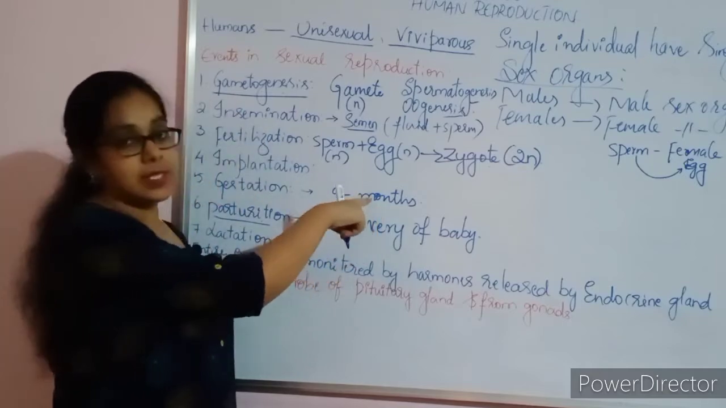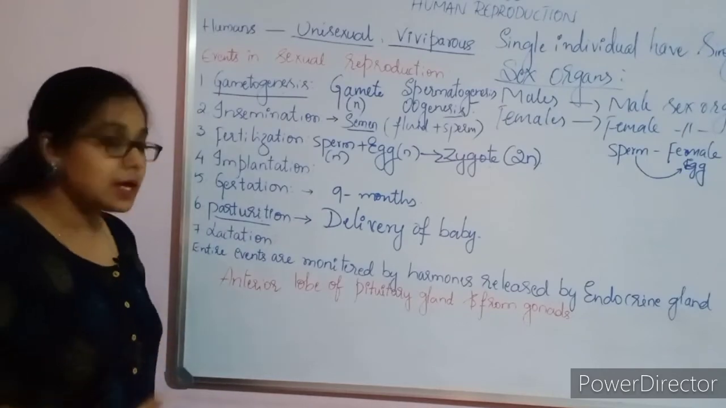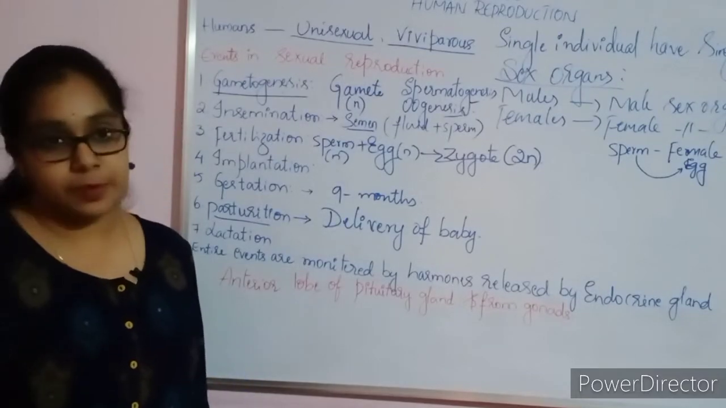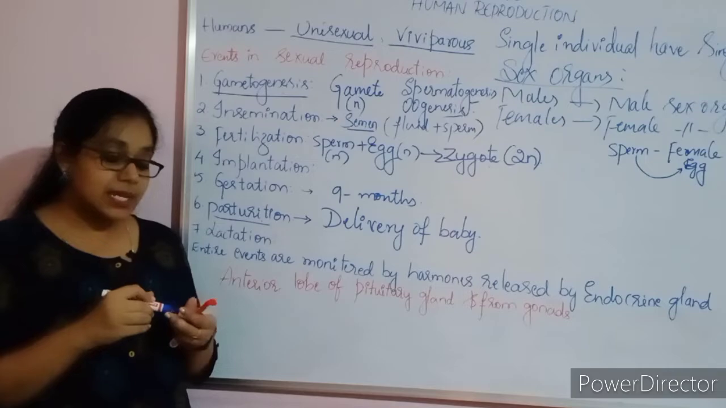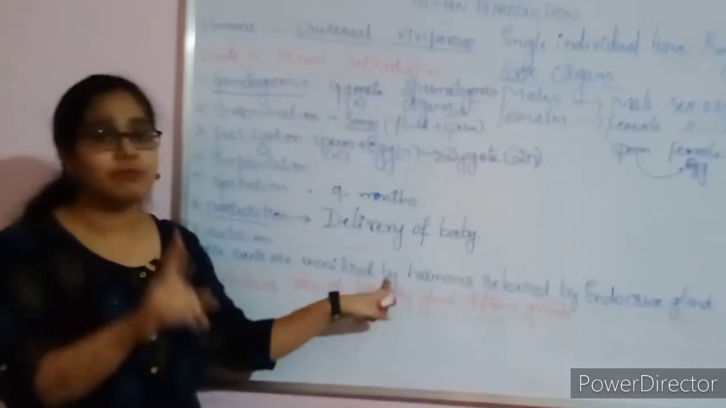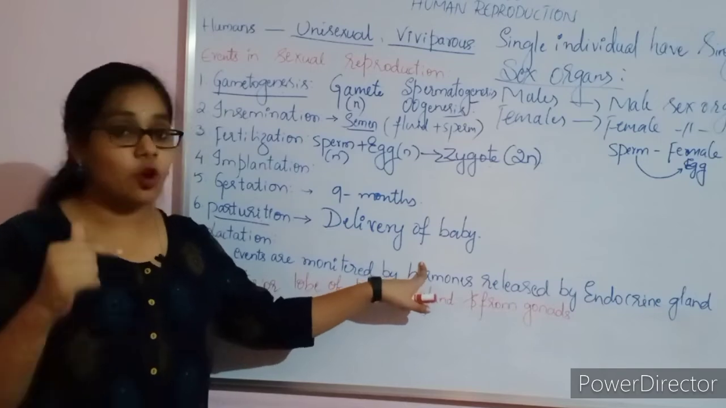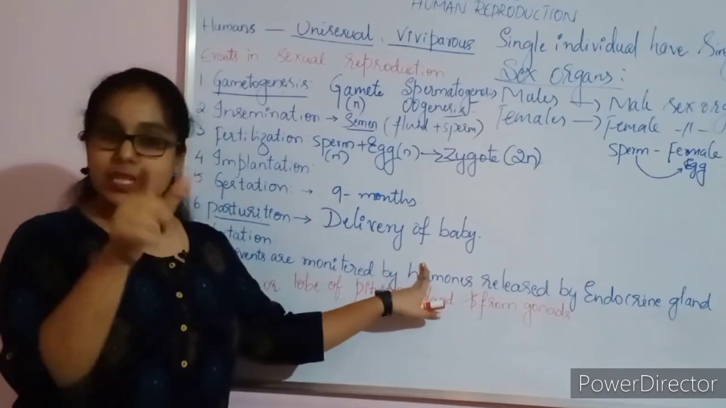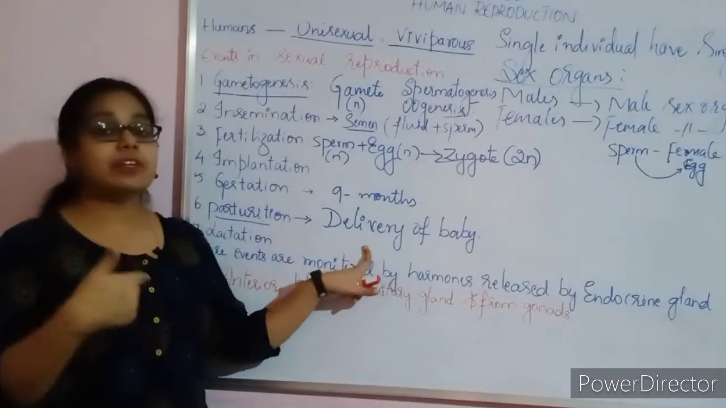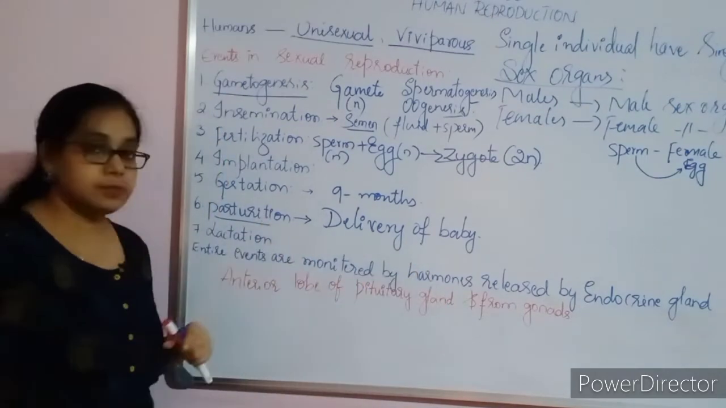But in very few, rare cases, what happens? Due to some reasons, the baby may get delivered in the 7th or 8th month itself. Such a baby we call a premature baby, because only after 9 months will a baby be fully developed. So that is not required here. The definition for parturition is delivery of a baby after complete development.